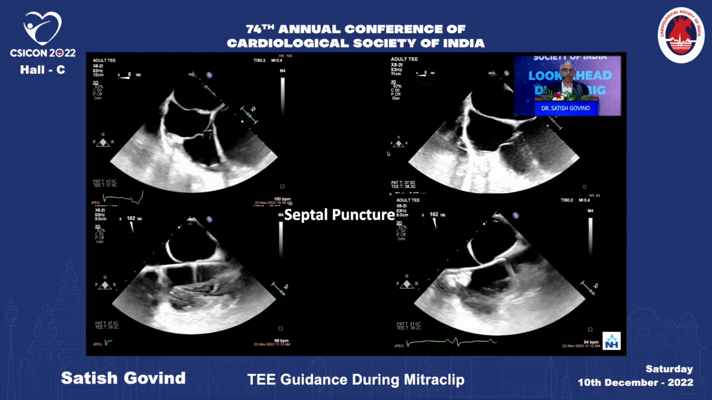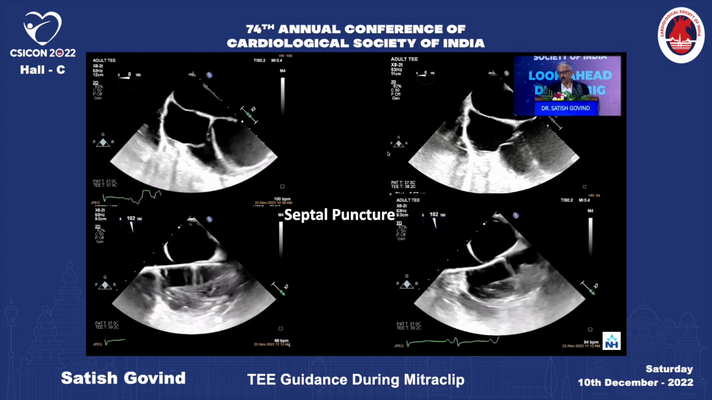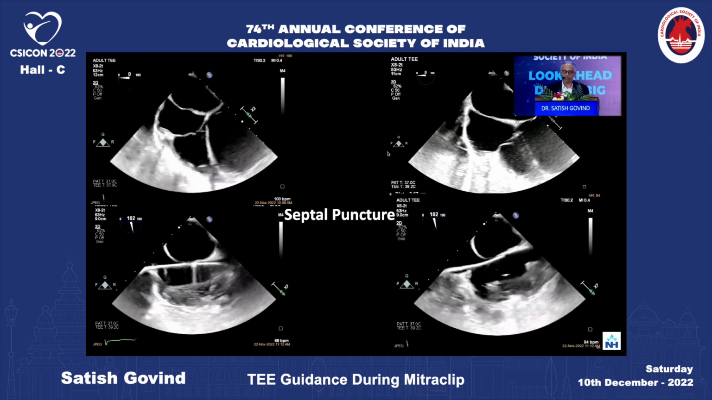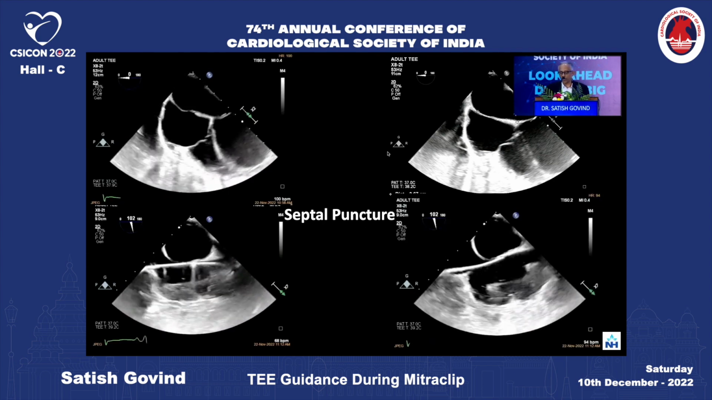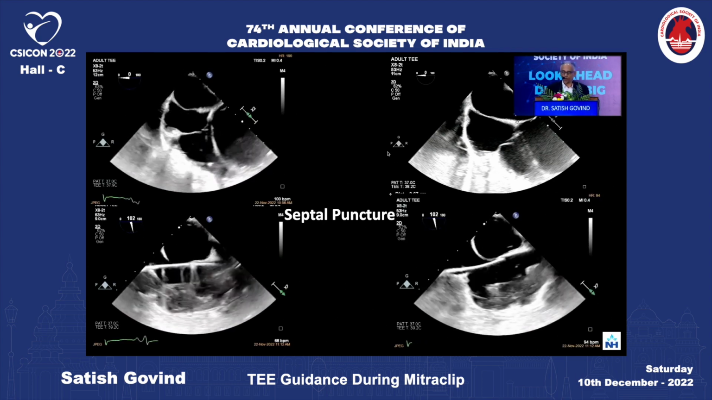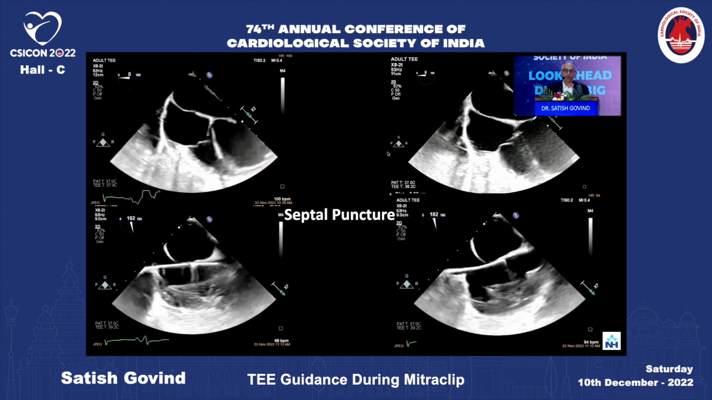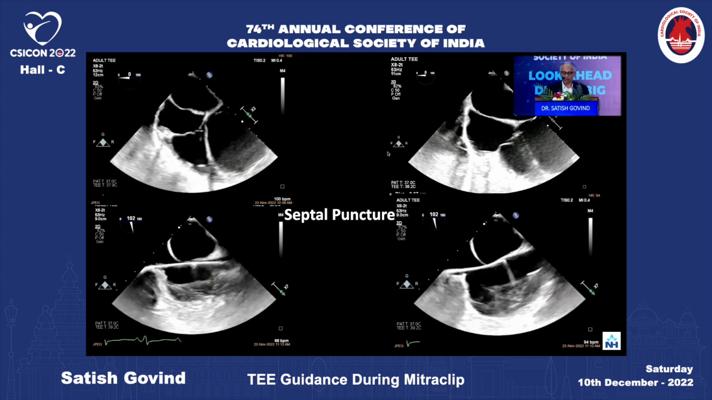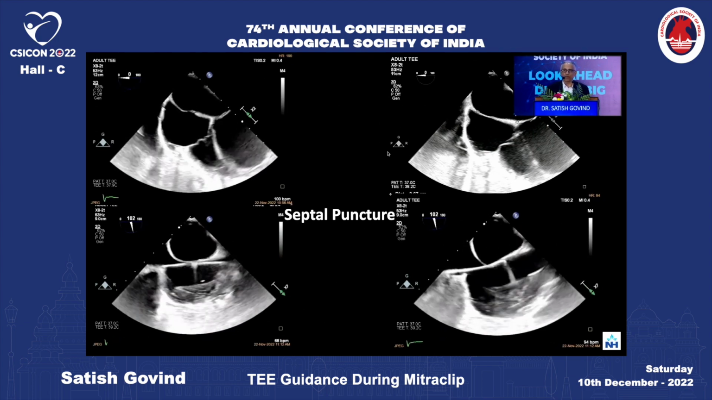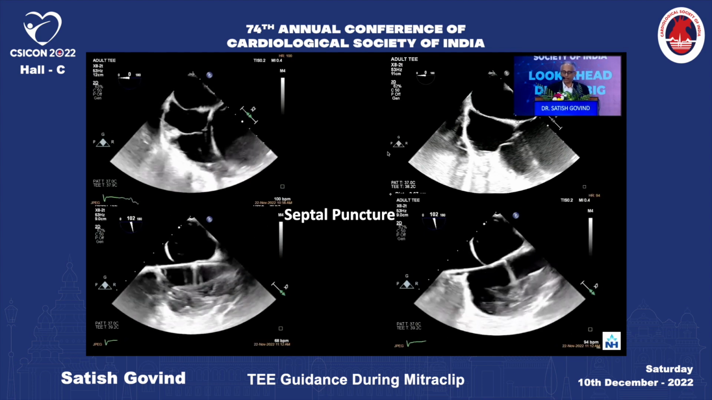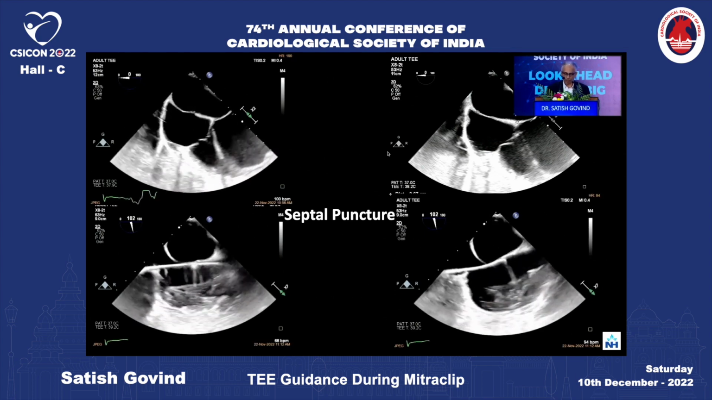So typically, for the secondary MRs, the functional MRs, you go a little lower down because the coaptation is at a lower point. And for those who have prolapse, the more severe the prolapse, the segment which is coming up, that means you have to go a little higher. You need a little height for the delivery system to be maneuvered.